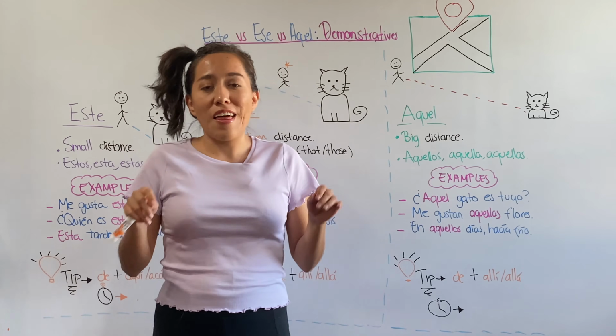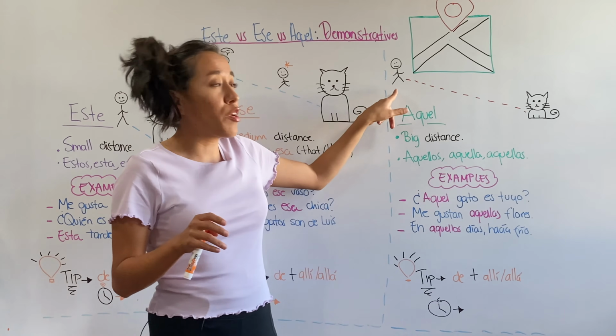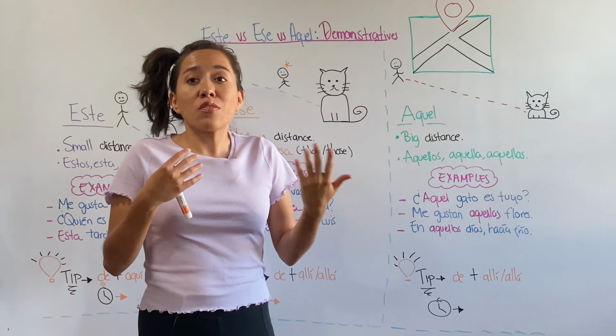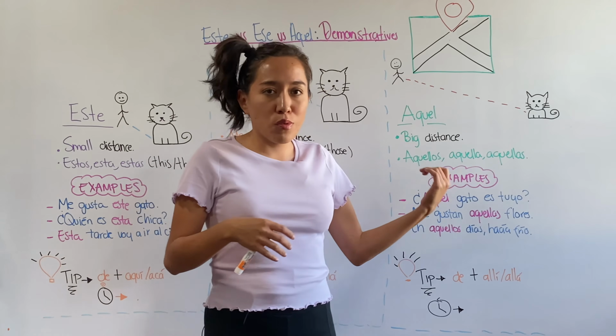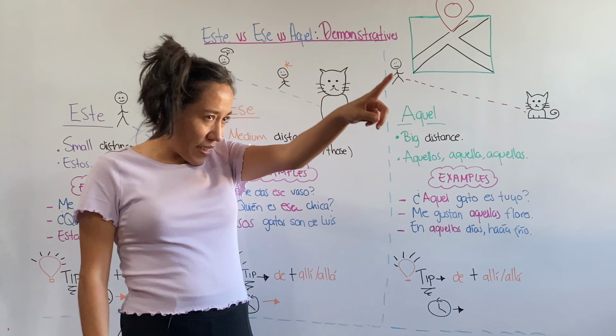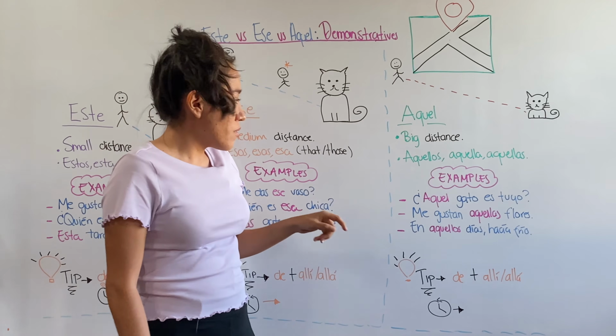On the other hand, aquel, you're going to use it to express a big distance. In other words, that person or thing you're talking about is very, very far from where you are. And of course, depending on the noun, you're going to use plural or feminine forms. Let me give you an example. Aquel gato es tuyo. That cat over there is yours.